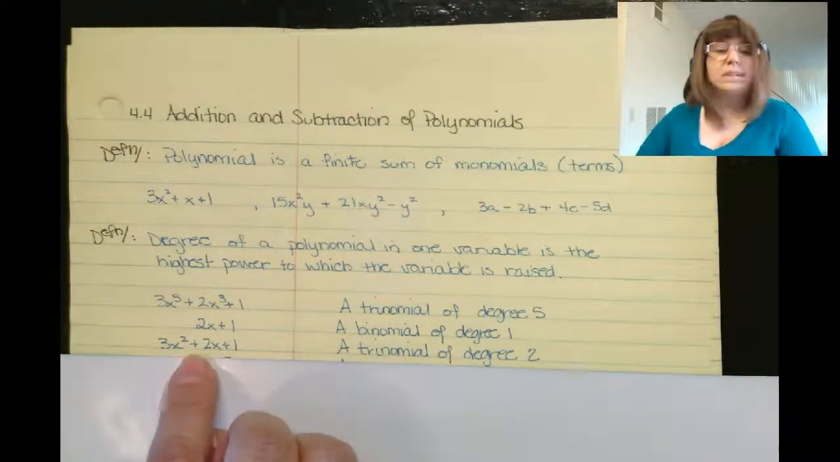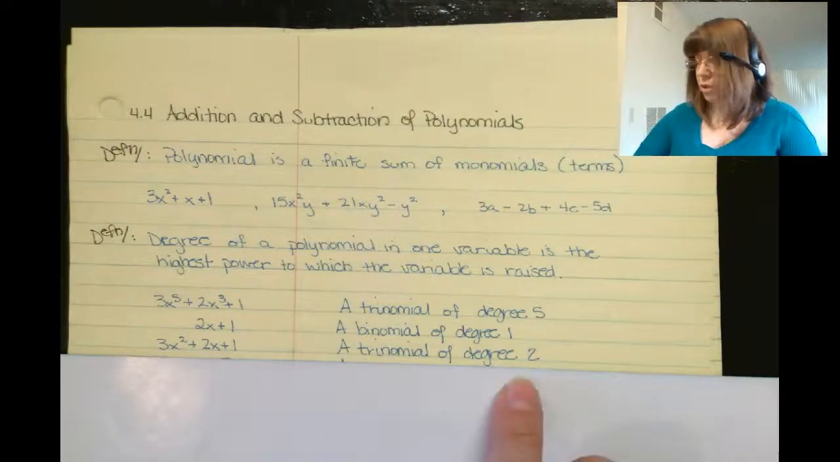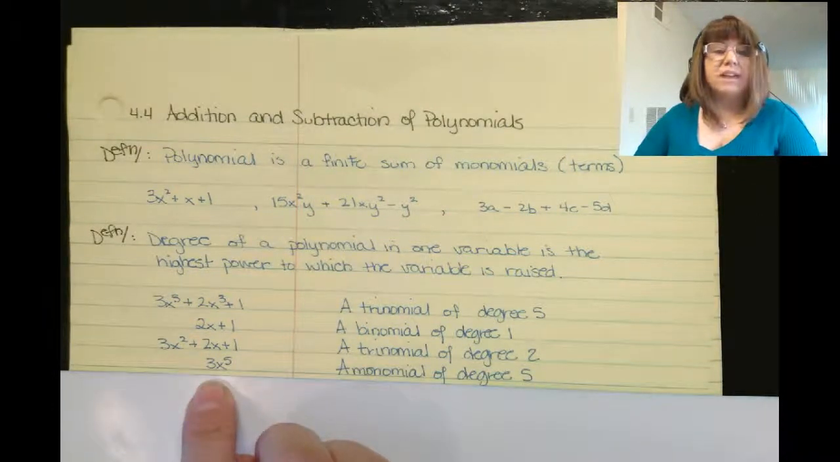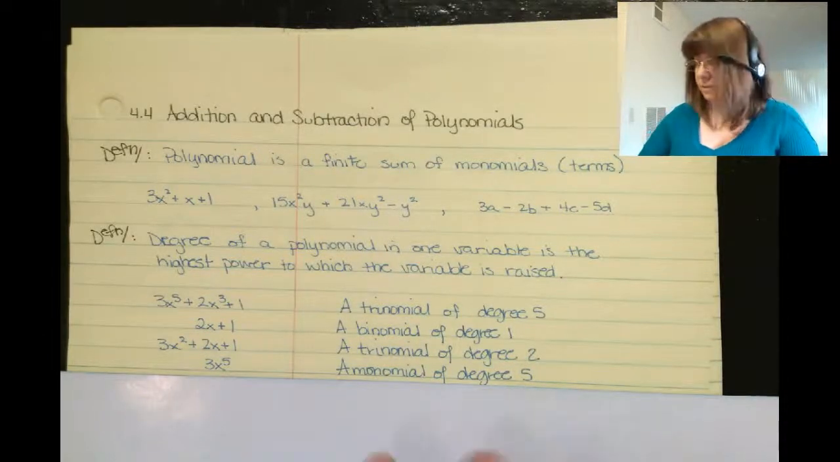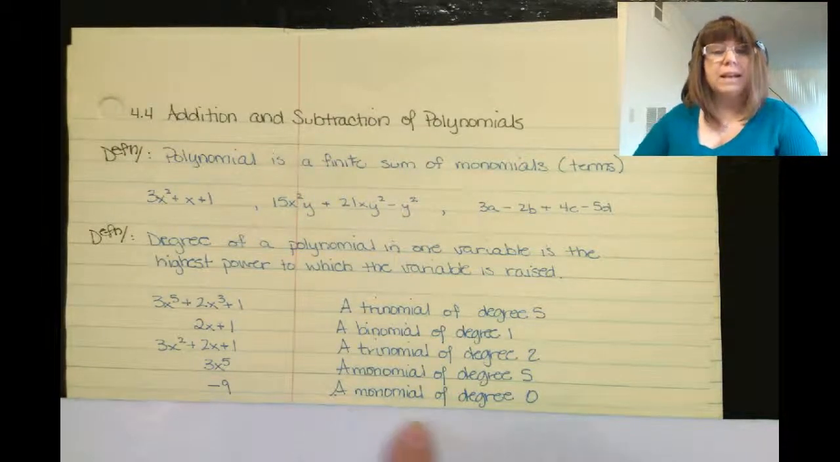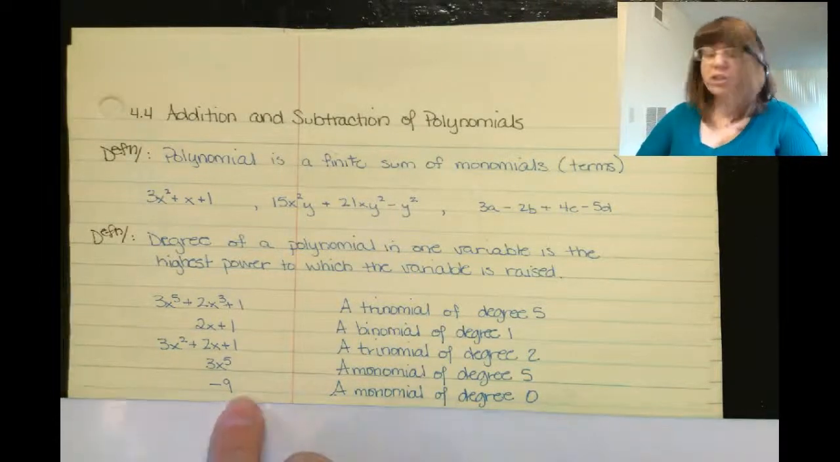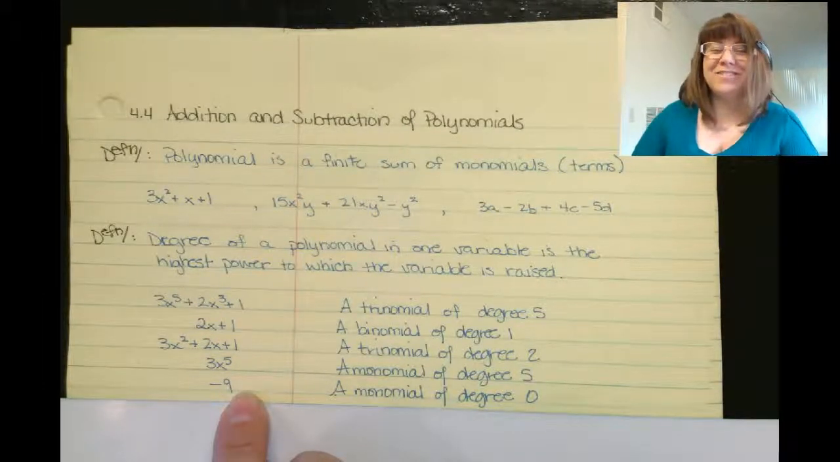3x squared plus 2x plus 1 is another trinomial, 3 terms, of degree 2. The highest power is a 2. 3 to the 5x is a monomial, 1 term, and is degree 5. Negative 9 is a monomial, it's still 1 term, and it's a degree of 0. Why 0? Well, you can imagine that there is an x to the 0 power here, and anything to the 0 power except 0 is 0. No, it's 1, pardon me.